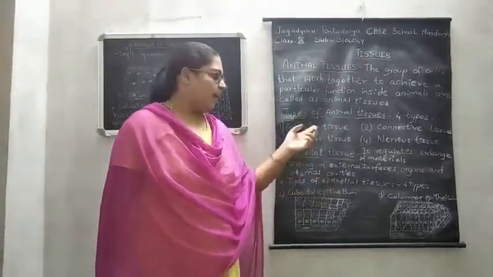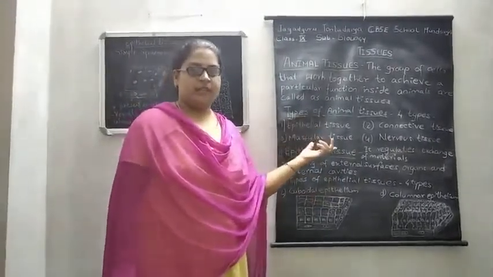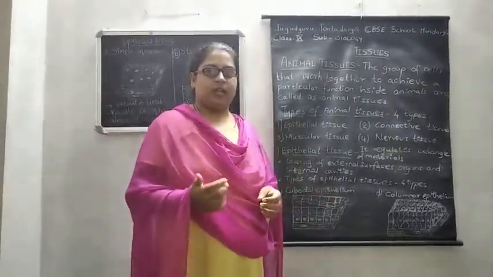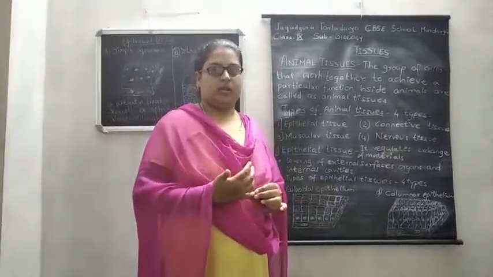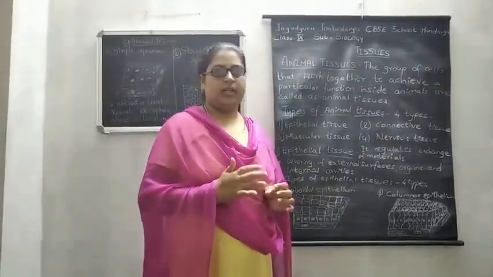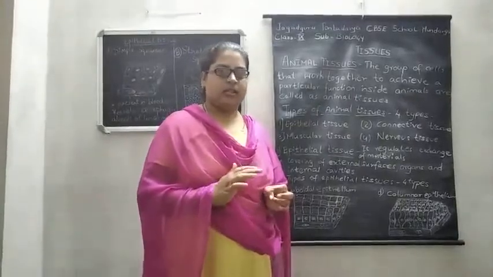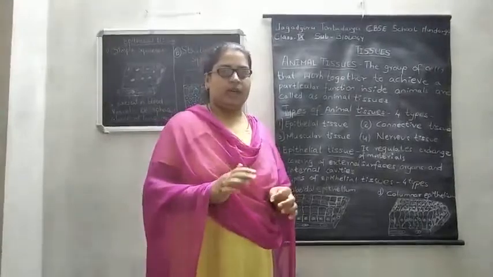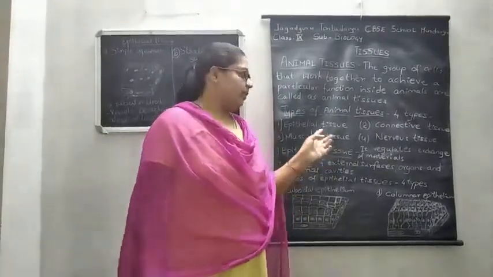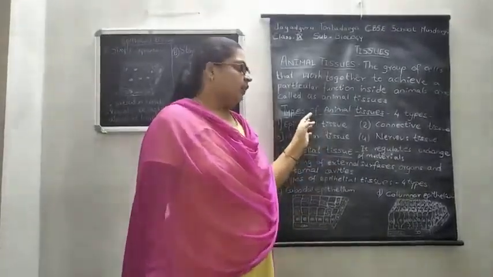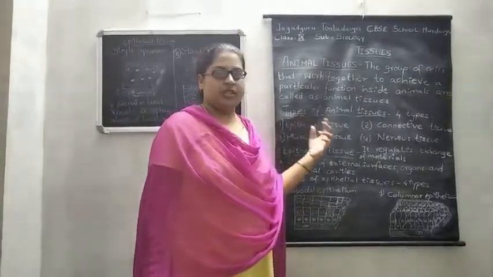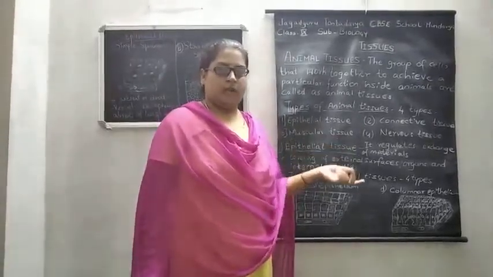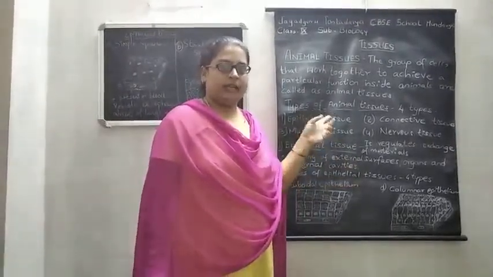For example, epithelial tissue, its main function is providing protection and also providing covering over the important organs which are present in our body: kidney, heart, lungs. For all those it will form an outer covering, and including our skin surface also. So its main function is protection, and it will also regulate the exchange of materials between our inner body as well as the outer environment. So this is depending on the function.